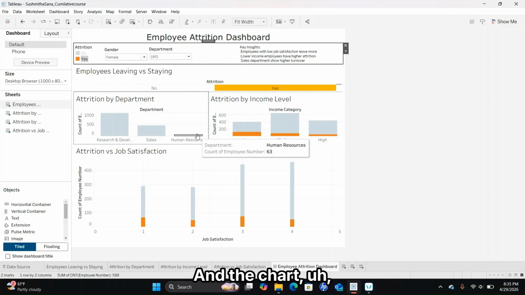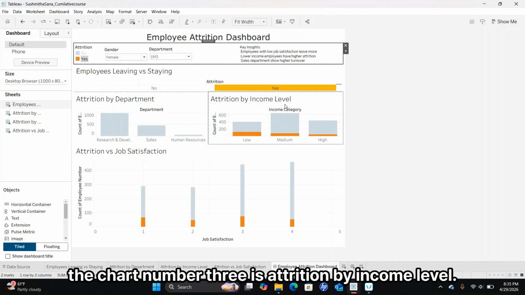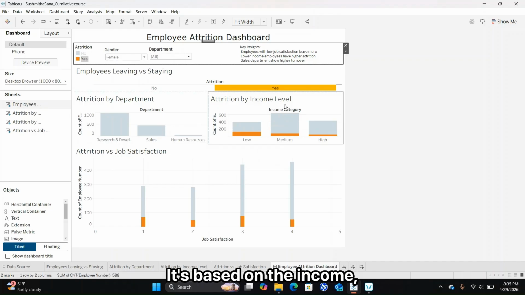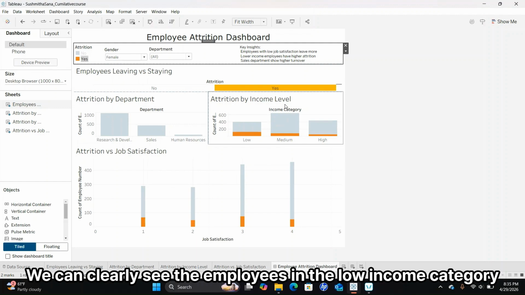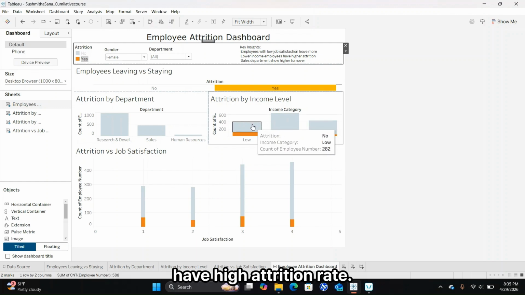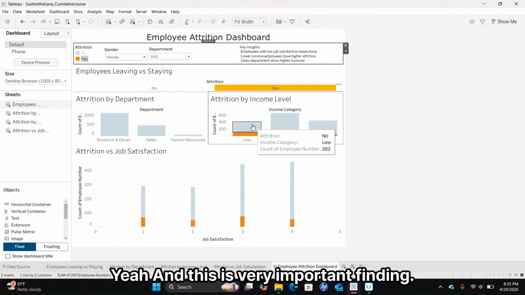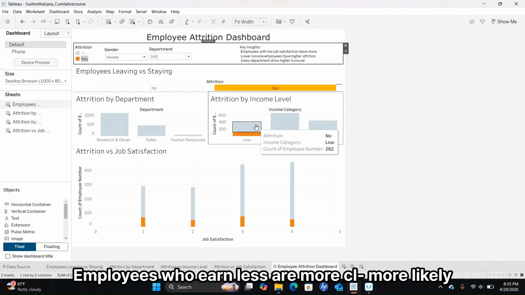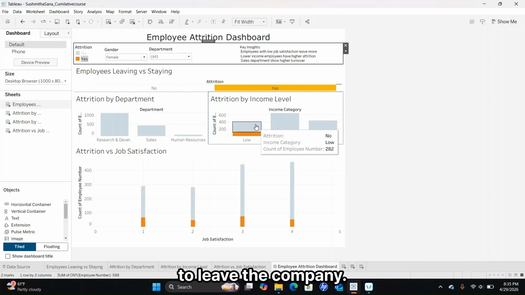And chart number three is attrition by income level. It's based on income: low, medium, and high. We can clearly see the employees in the low income category have a high attrition rate. This is a very important finding. Employees who earn less are more likely to leave the company.